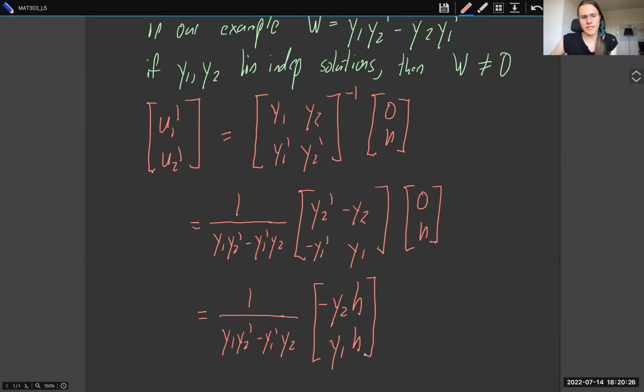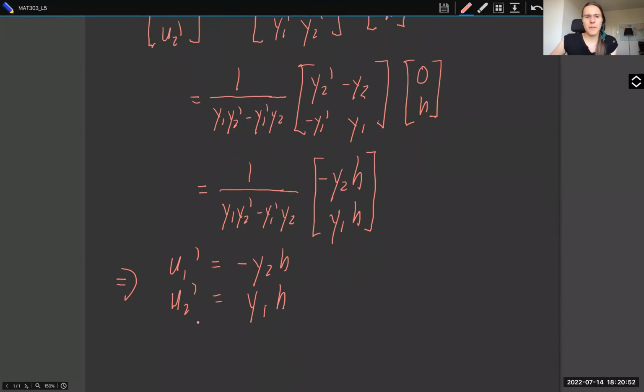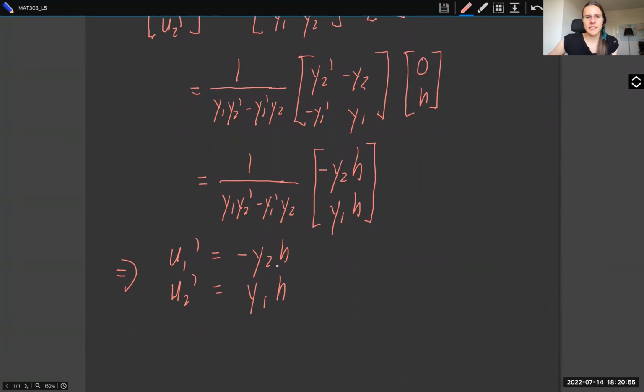So as a consequence, using these linear algebra facts, the takeaway is that u1 prime is equal to negative y2 h over the Wronskian, and u2 prime is equal to y1 h over the Wronskian. So the first equation gets a negative sign, the second one does not, and we swap y2 with y1 when doing u1 and u2. But in particular, this is just a function of x. So this is a set of differential equations for u1 and u2, which are what?